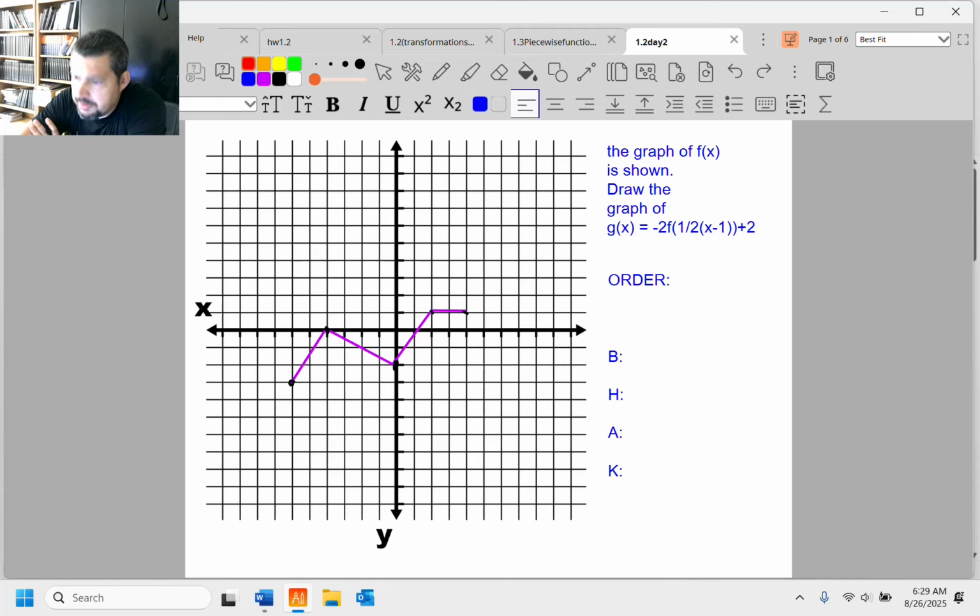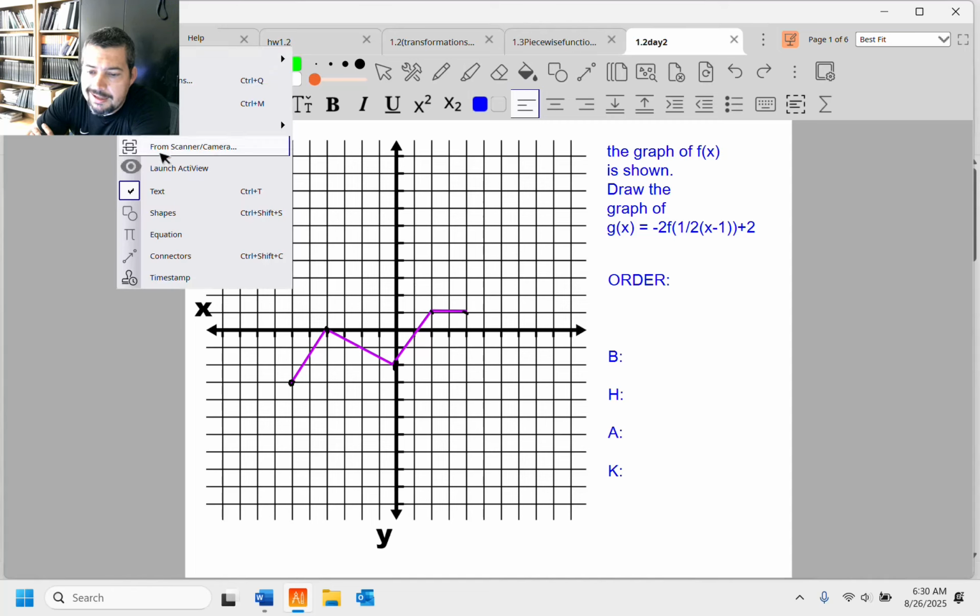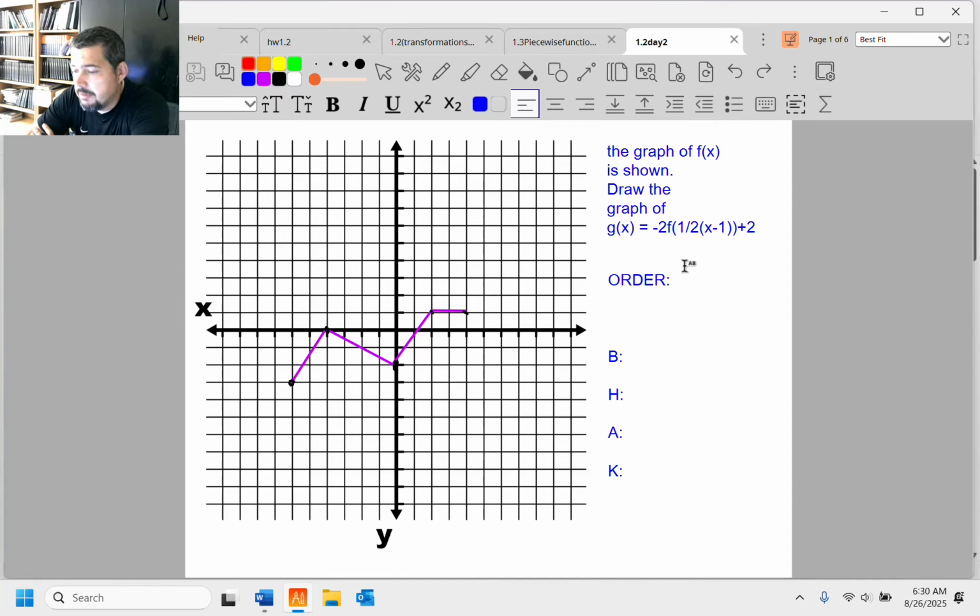So day 2 of transformations, something a lot of kids do struggle with. We have just a basic transformation. Graph of f of x is shown. Draw the graph of g of x, which is negative 2 f of (1/2 x minus 1) plus 2. Do remember your order on these things. The order is BAHK. That's the order we do it.